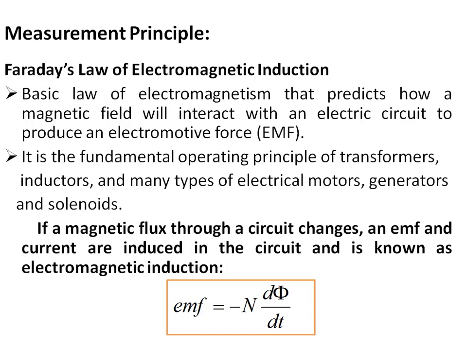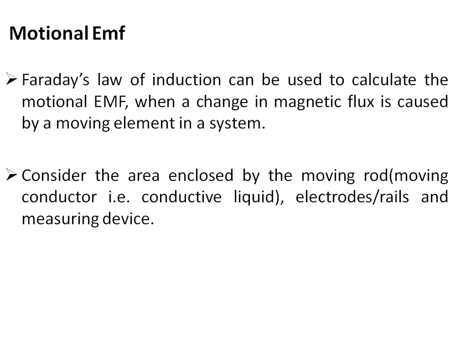Not only the electromagnetic flow meter, but devices like transformers, inductors, electric motors, generators, solenoids, etc. will work on Faraday's law. If the magnetic flux through a circuit changes, an EMF and current are induced in that circuit, and this is known as Faraday's electromagnetic induction. The equation is given by EMF equal to N into d phi by dt, where N is the number of turns of the circuit and d phi by dt is the rate of flux change.